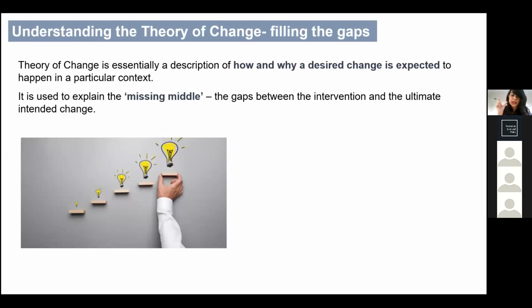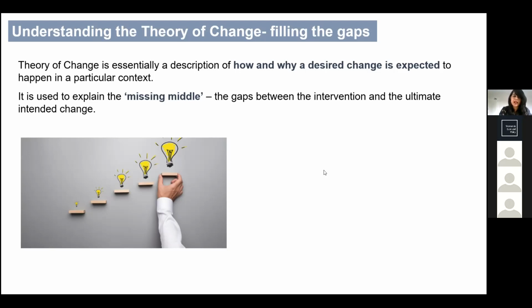And we will use a particular tool to understand that. Some of you may be familiar with it, and some of you may not be so familiar with it, but it's called the theory of change. The theory of change is essentially a description of how and why a desired change is expected to happen in a particular context. And essentially why it is important is because it helps to explain the missing middle. What is the missing middle? The gap between the intervention and the ultimate intended change.